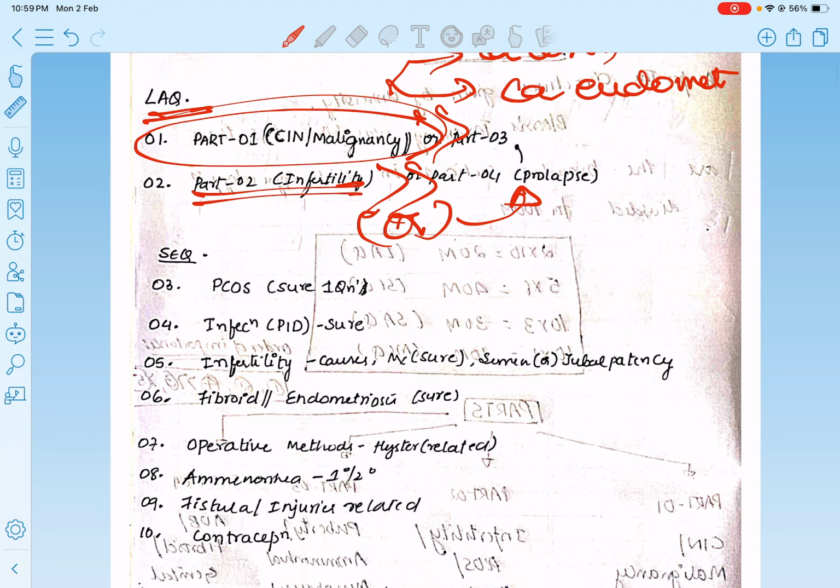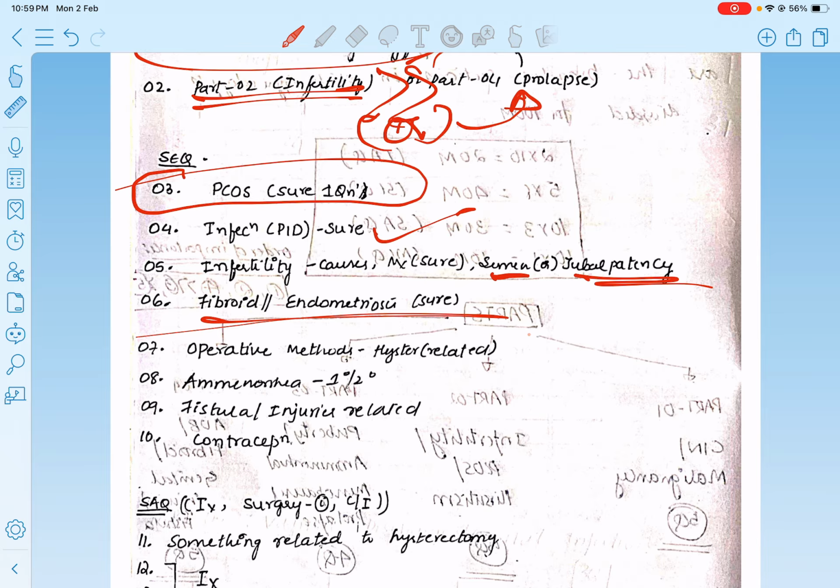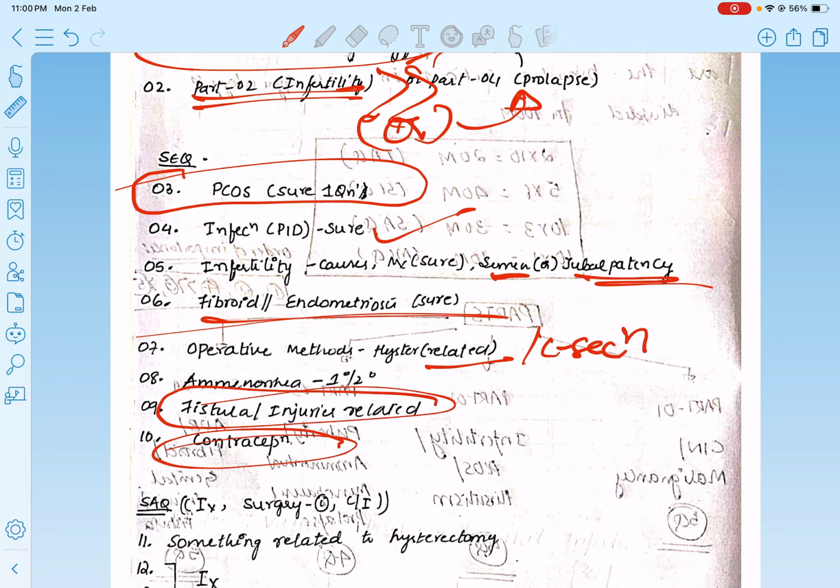Then one short essay related to PCOS is damn sure, and one related to infection, that is PID, will come. One question related to infertility management, for example semen analysis or tubal patency, will come. Something related to fibroid or endometriosis might come. Then related to operative methods, either hysterectomy or C-section, something will come. Then one question on fistulas and injuries. Then something related to contraception and amenorrhea they might ask you.